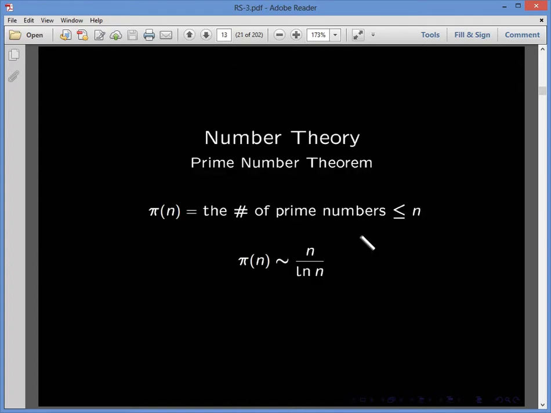The prime number theorem is probably the most well-known asymptotic formula among all the others. Pi n is a standard notation. Pi is not the transcendental number here. The pi n is a standard notation for the number of primes up to n. Okay? Then the result is that the asymptotic formula of pi n, the number of primes up to n, is n divided by ln n. Again, there may be a big chunk hidden in here.